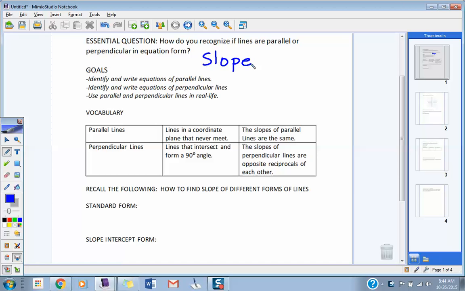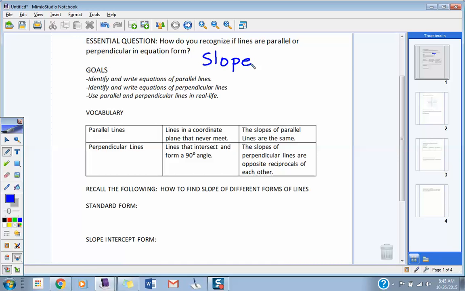What I want you to understand today is this. We're going to be looking at a lot of characteristics of what rise over run means today. What do the slopes mean when we start comparing them with different lines? First question, again: how do we recognize if lines are parallel or perpendicular in equation form? So, goals today. We want to identify and write equations of parallel lines, identify and write equations of perpendicular lines, and then use parallel and perpendicular lines in real life.